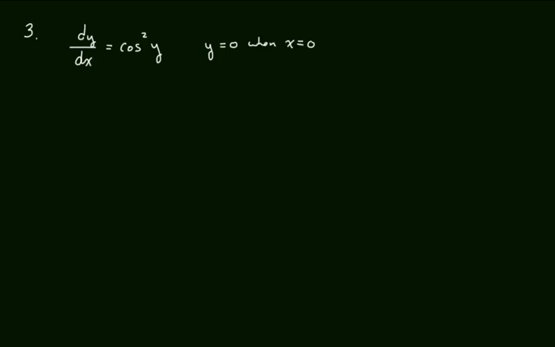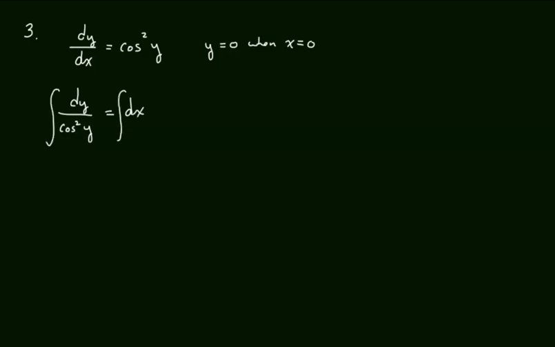Example number 3. This one is similar to one of the ones we did before in the fact that there is no x in the problem, only a dx, but not to worry. So dy over the cosine squared y equals 1 dx.